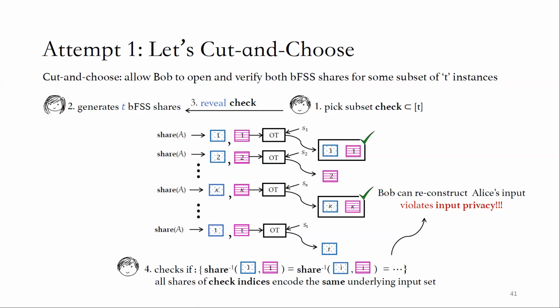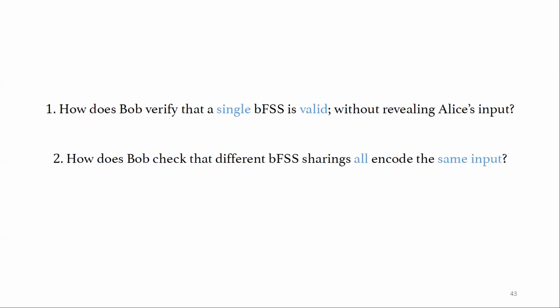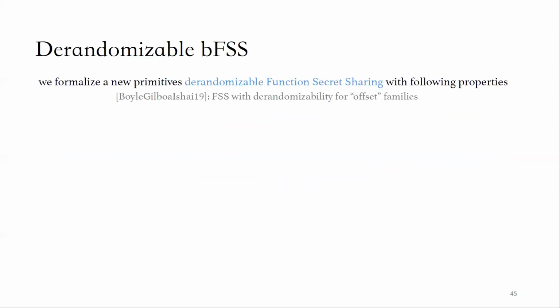And this leads us to two questions. How can Bob verify that a single FSS share is valid without learning anything about Alice's input? And second, how can Bob check that these different FSS shares all encode the same input? To solve this first issue, we introduce a new variant of function secret sharing that we call Derandomizable function secret sharing with the following properties.